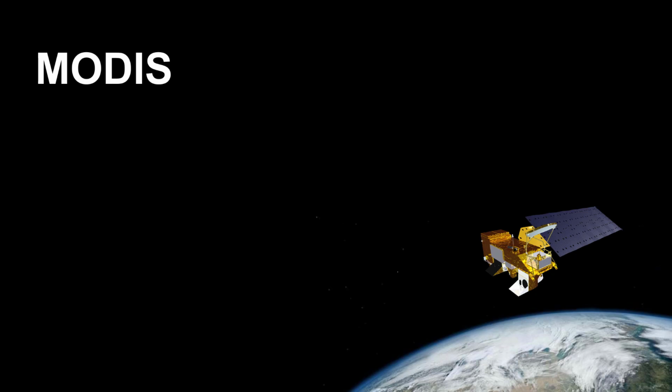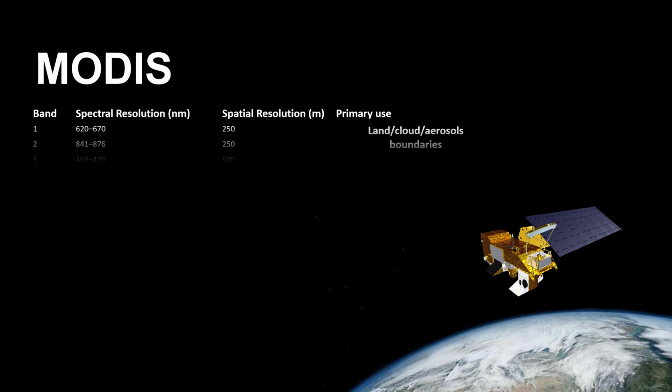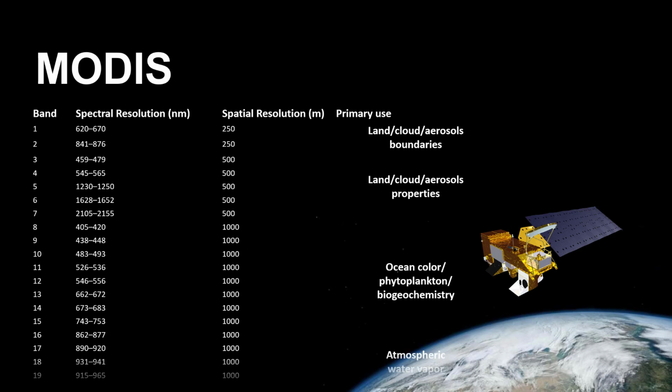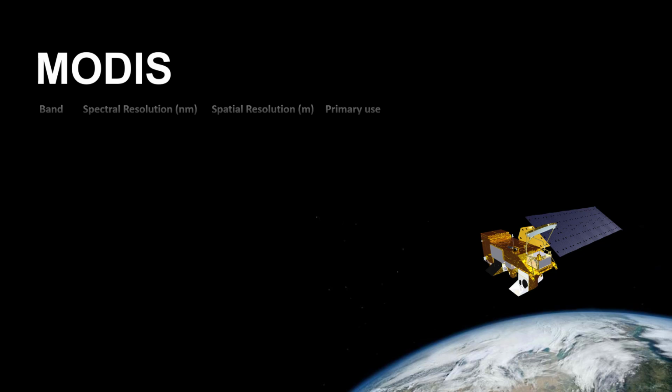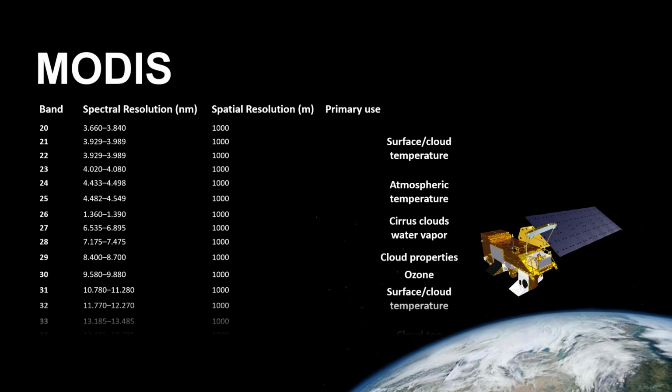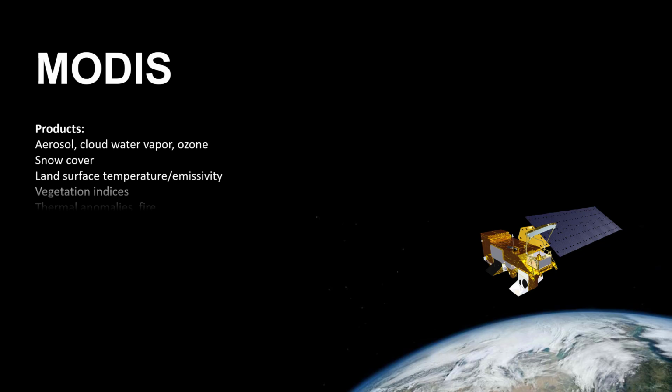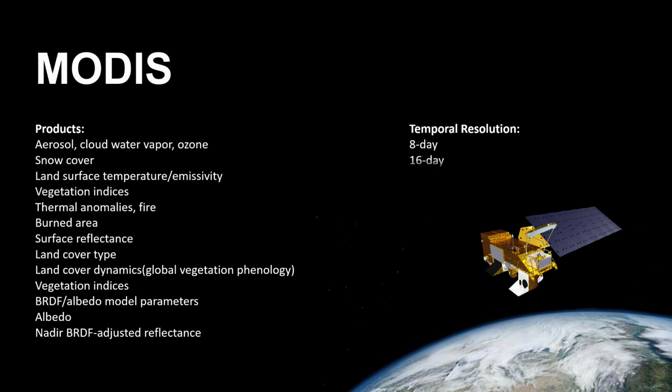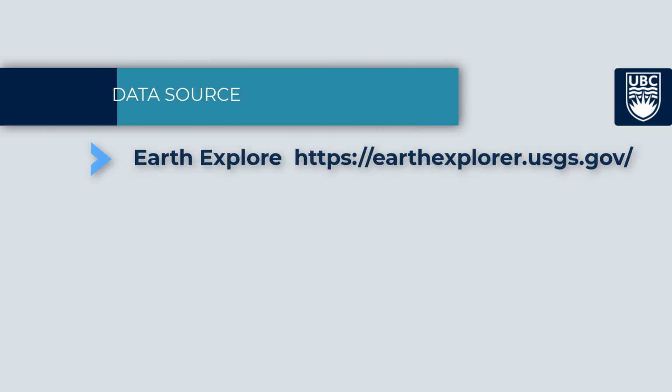The first MODIS instrument was sent to space in 1999 and continues working in its orbit. The data is low spatial resolution and high spectral resolution, including 36 bands. They are good for land cover and change, surface temperature, wildfire, and others. The temporal resolution is 8 days, 16 days, or monthly. MODIS data also have ready-to-use products such as snow cover, land surface reflectance, or temperature, and vegetation indexes such as NDVI, EVI, and others. You may find most of the data on the website of Earth Explorer.